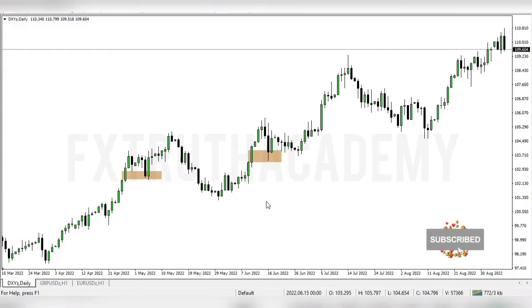So this is the fifth series of fair value gap for entry. In this series I'm going to be wrapping up the fair value gap for entries. I actually appreciate you for staying through to the end of this series, for watching through to this end.